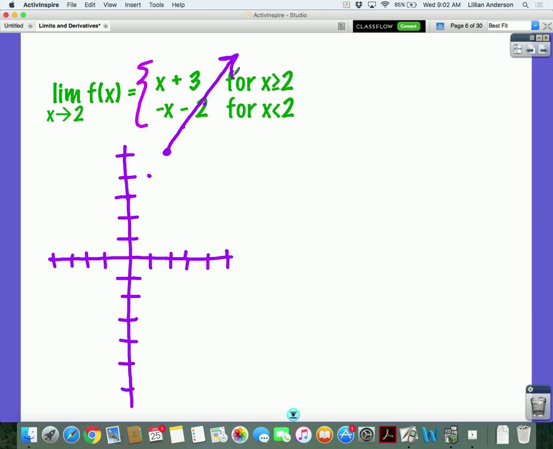Here we go, negative x minus 2. Where do I start? Negative 2, and then I do what? Go down 1, over 1.